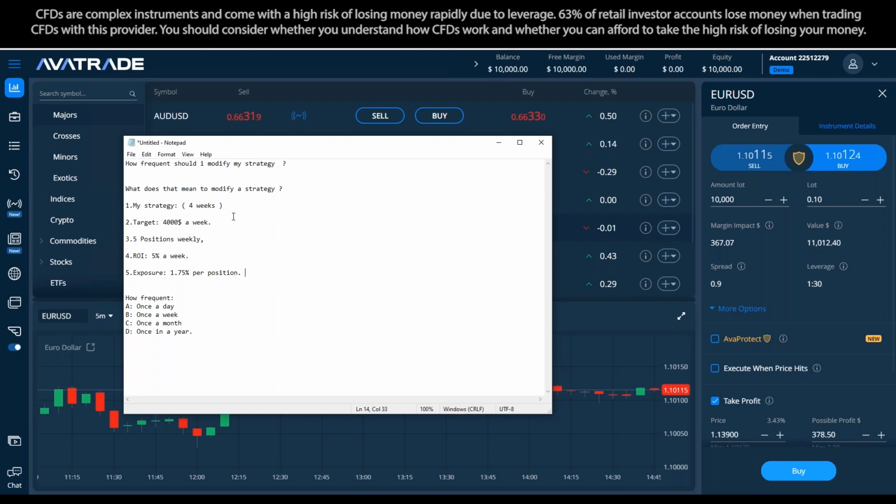But at the end of the day, what I want to do is just to go back and see that everything makes sense. The exposure, I sustained it. The return, I sustained it. The amount of positions, I sustained it. 5 positions weekly, no more, no less. And I've reached my target. If all of this was fulfilled, I'm great. I don't have to change anything. I can, but I don't have to.